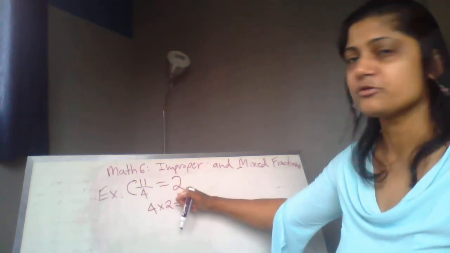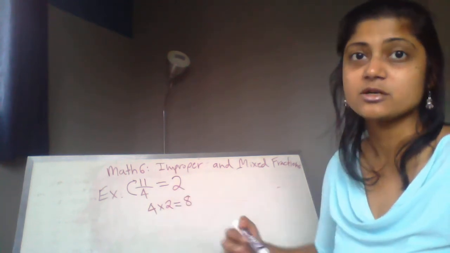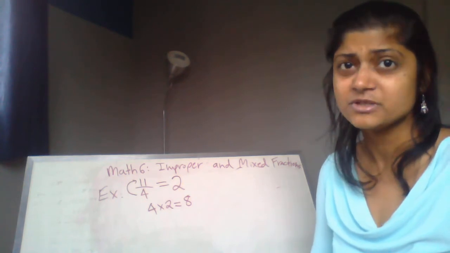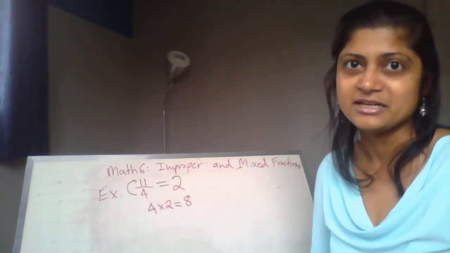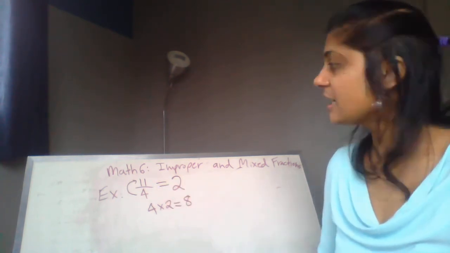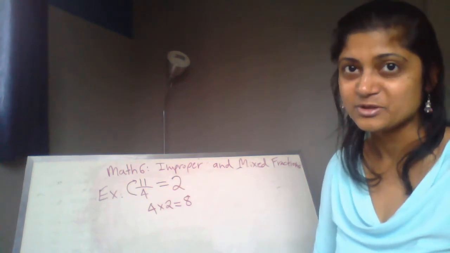Now I know it's not 3 here, like 3 whole numbers, because 4 times 3 is equal to 12, and 12 is greater than 11, okay? So that's not going to work. I can't go over the numerator, all right?